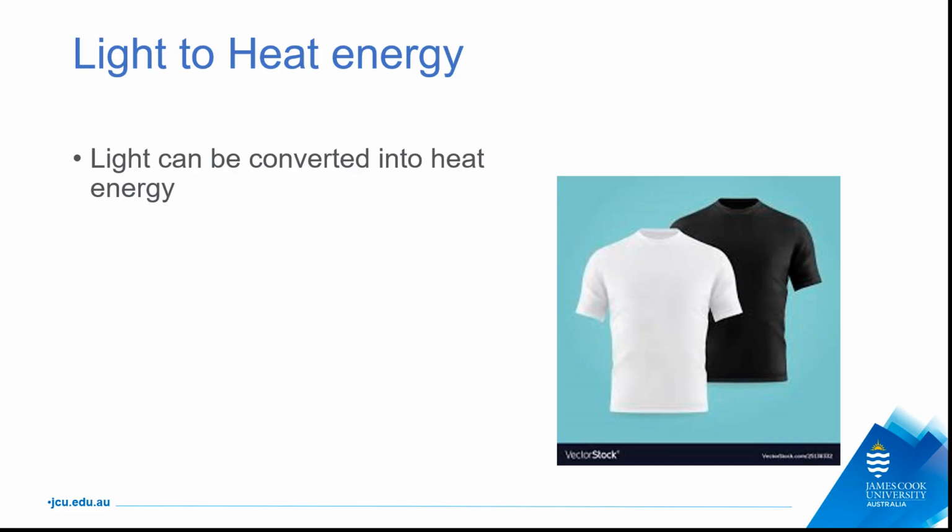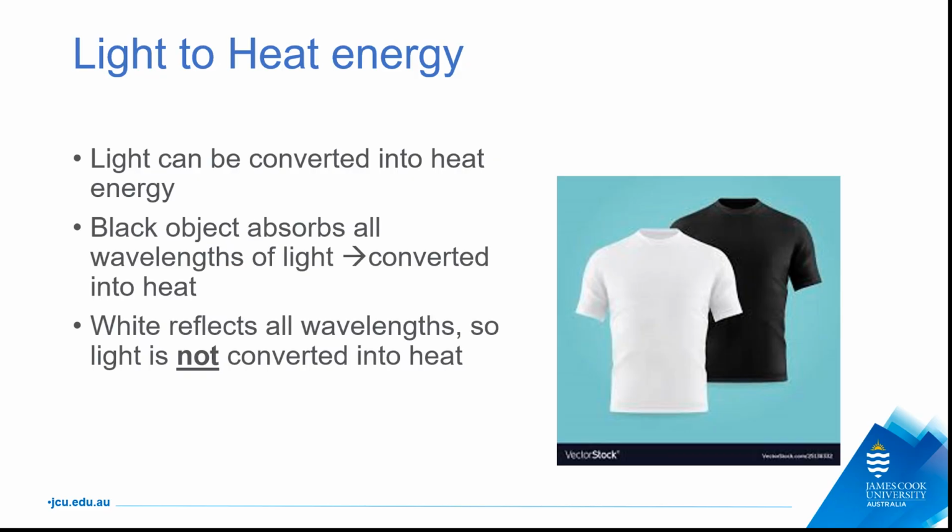Again, we have light to heat energy, right? Light can be converted into heat energy. We all know that. This is primary school science, okay? A black object absorbs all wavelengths, and then it's converted into heat. White reflects all the wavelengths, so light is not totally converted into heat, right? So this is just a recommendation: on a hot day, it's better to wear a white shirt, okay, like me. I'm always wearing a white shirt, than to wear a black shirt.